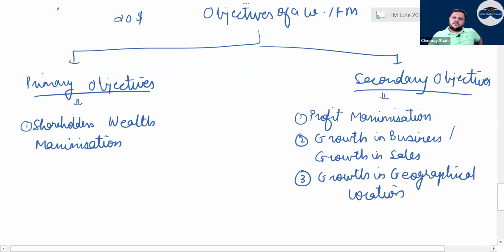Growth in sales means what? Last year, sir, we had 1 crore sales. Now we have 2 crore sales. Profit may go up or may not go up, correct? But growth in terms of sales or business. Then growth in geographical location. Geographical location means what? Sir, we were first only in 2 states. Now we are in 4 states. Growth in geographical locations.